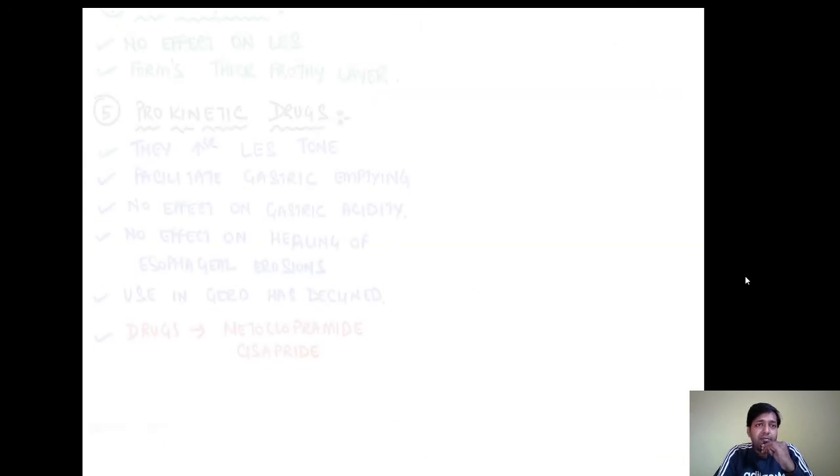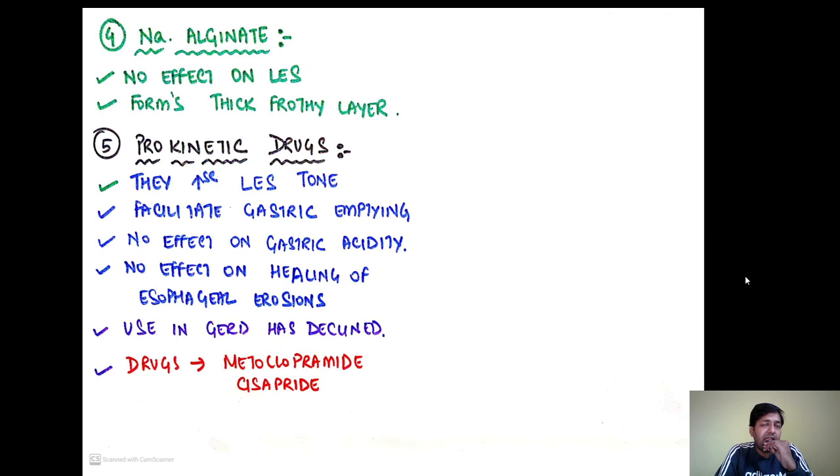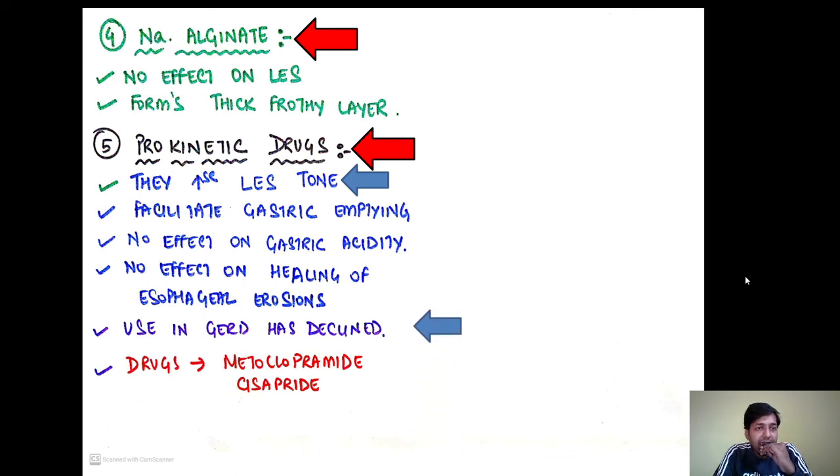Now the fourth drug that we can use is sodium alginate. Again, it is having no effect on the lower esophageal sphincter. It is basically acting by forming a thick frothy layer on the ulcer. Now the prokinetic drugs, okay, we are going to discuss in detail in the next chapter, but these prokinetic drugs basically increase the lower esophageal sphincter tone, and they basically facilitate the gastric emptying. There is no effect on the gastric acidity, there is no effect on the healing of the esophageal erosions.